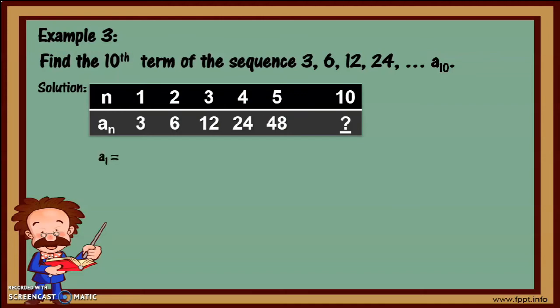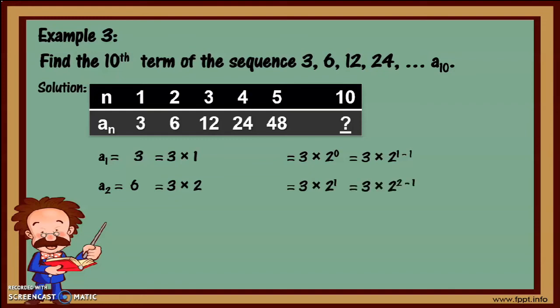Since a sub 1 is equal to 3, and that is also equal to 3 times 1, it can be written as 3 times 2 raised to 0, or 3 times 2 raised to 1 minus 1. A sub 2 can be written as 6, equals 3 times 2, and it is also equal to 3 times 2 raised to 1, or 3 times 2 raised to 2 minus 1.